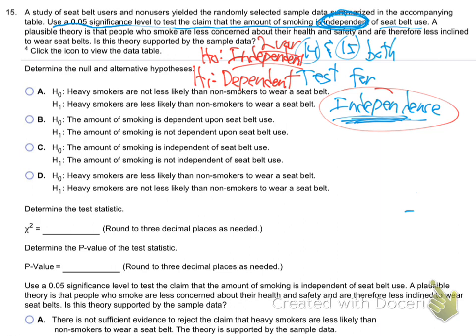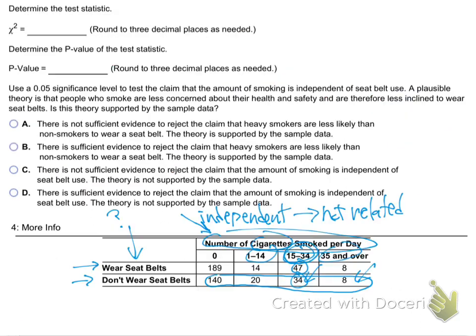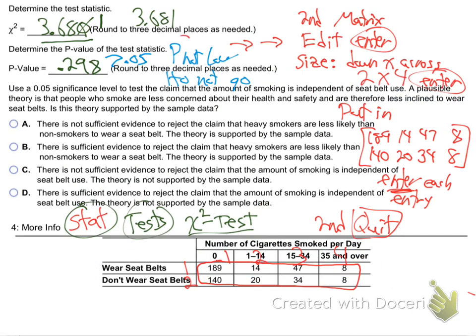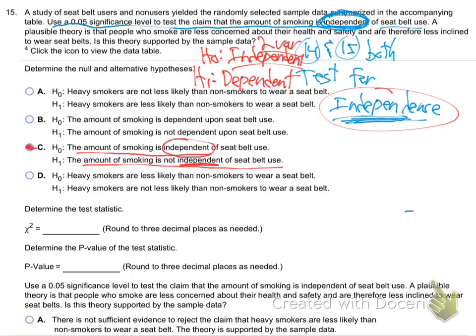So where is that one? There it is. The amount of smoking is independent of seatbelt use. The amount of smoking is not independent is the alternative. So what do we decide? The P was not low. The H0 does not go. So we're keeping the H0. We're keeping this right here, which says the amount of smoking is independent of seatbelt use. Seems like smoking has nothing to do with seatbelt use.